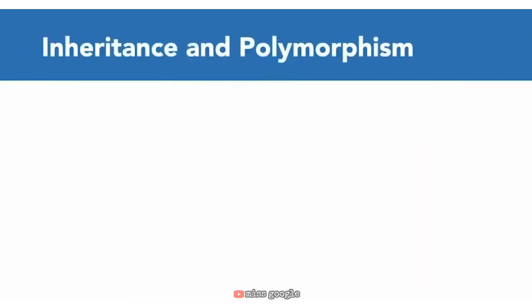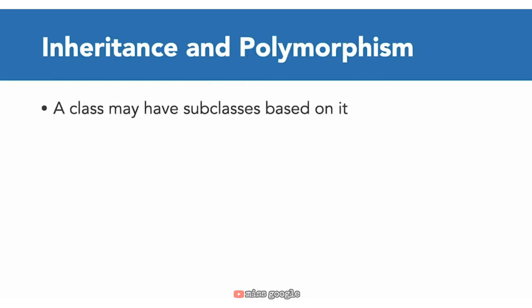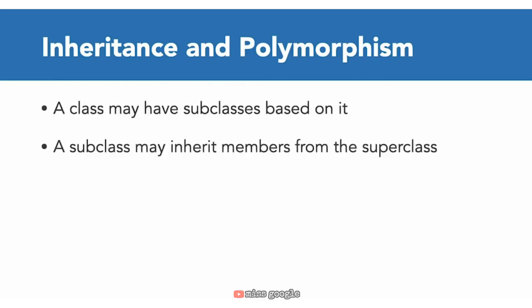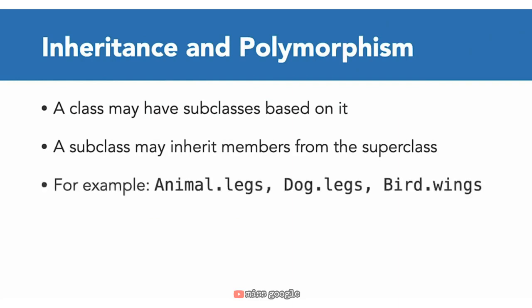Which leads us to the concepts of inheritance and polymorphism. A class may have subclasses based on it. A subclass may inherit members from their superclass. For example, the animal class may have a data member for the number of legs, which is inherited by the dog subclass. Some subclass may add other members. For example, the bird class may add a member for wings.